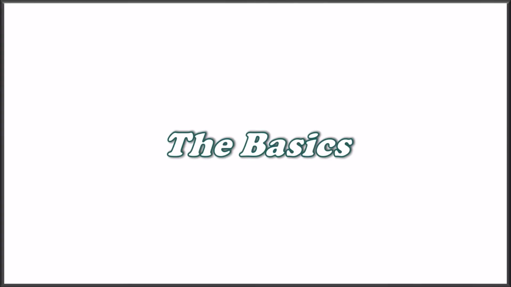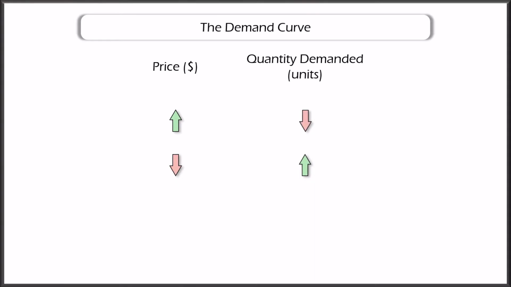Let's start with the basics. Remember that the demand curve shows the correlation between price and quantity demanded of a product. As such, a change in price usually leads to a change in quantity demanded. We call this a movement along the demand curve. Let's go back to our orange juice example.